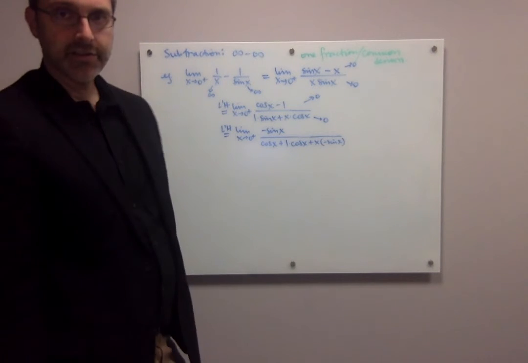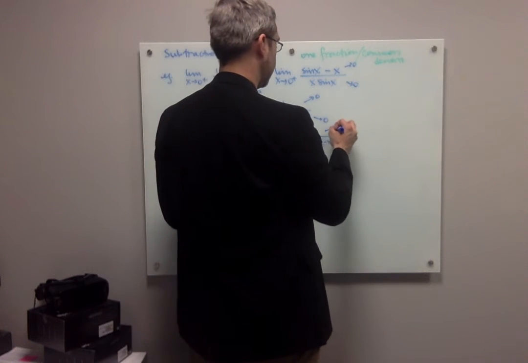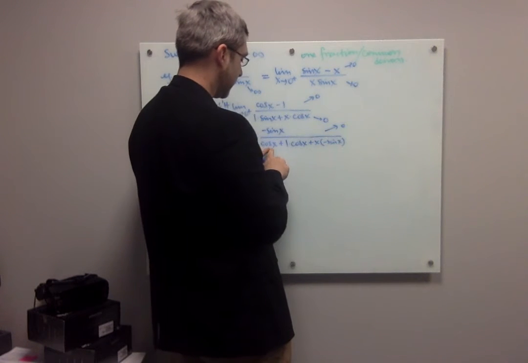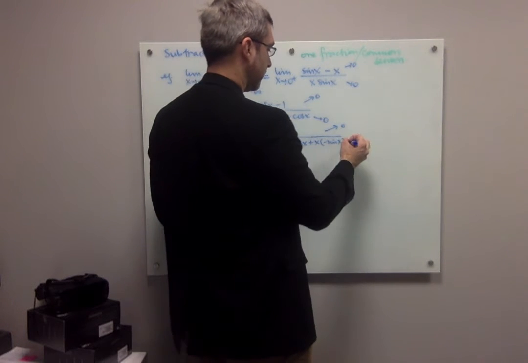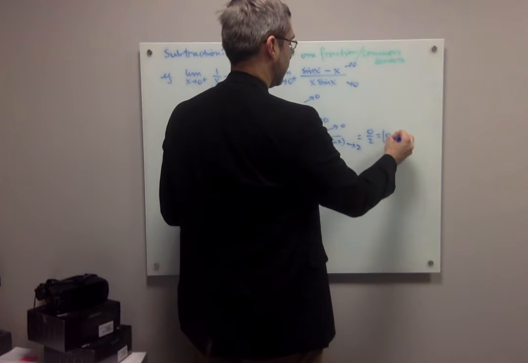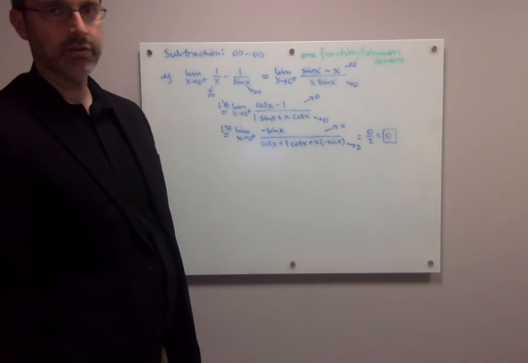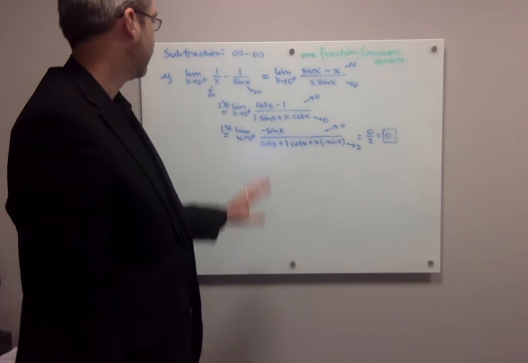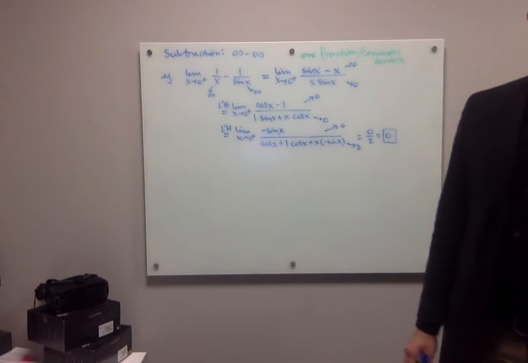So now when x goes to 0, sine of 0 is 0, the top's going to 0, but notice that the bottom is going to 1 plus 1 plus 0, so the bottom is going to 2. So before you get L'Hopital happy, you're actually done. 0 over 2 is 0. Okay, so that limit turns out to be 0.